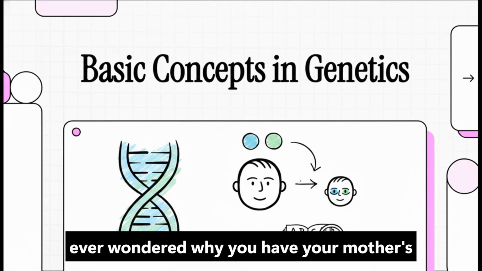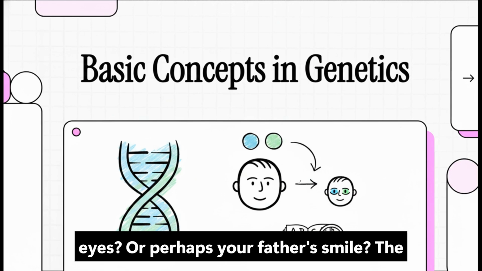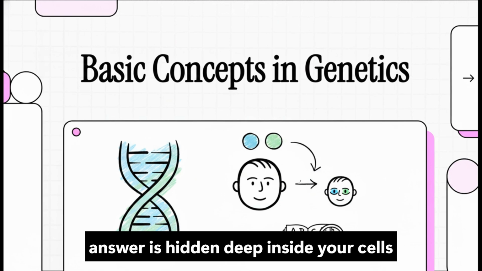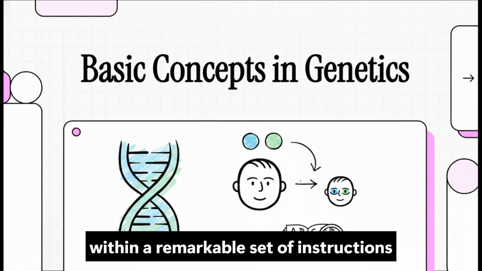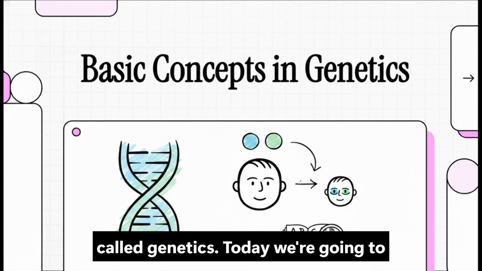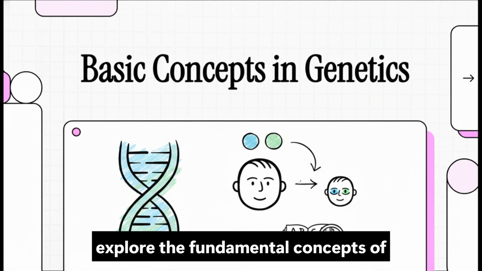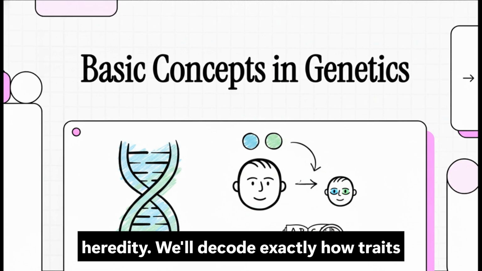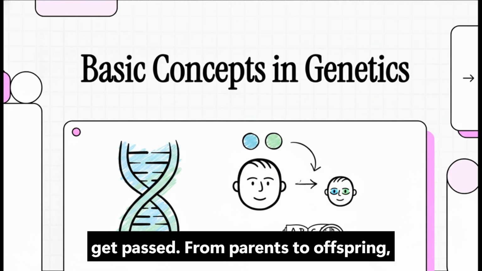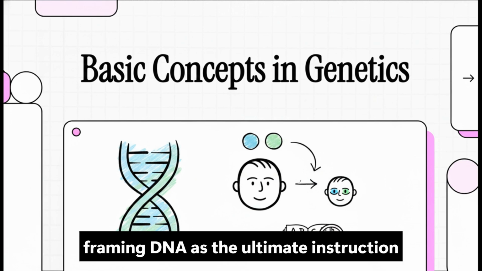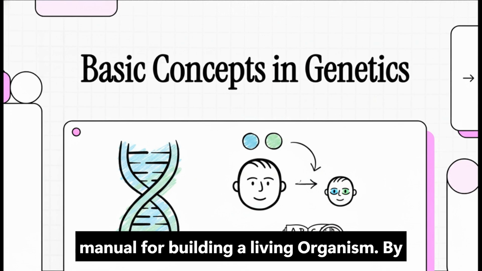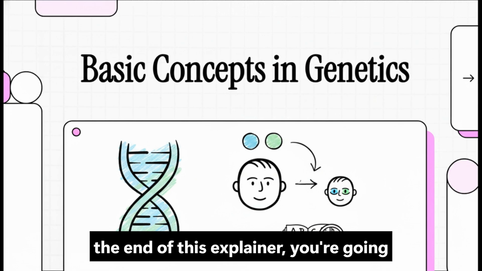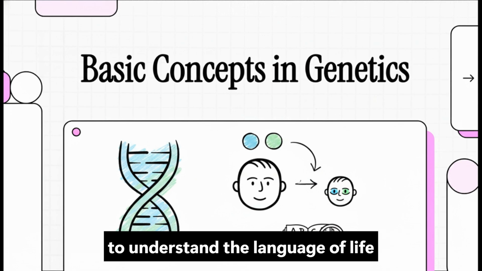Have you ever wondered why you have your mother's eyes, or perhaps your father's smile? The answer is hidden deep inside your cells, within a remarkable set of instructions called genetics. Today, we're going to explore the fundamental concepts of heredity. We'll decode exactly how traits get passed down from parents to offspring, framing DNA as the ultimate instruction manual for building a living organism. By the end of this explainer, you're going to understand the language of life itself.